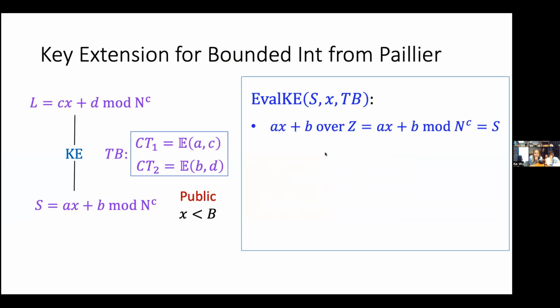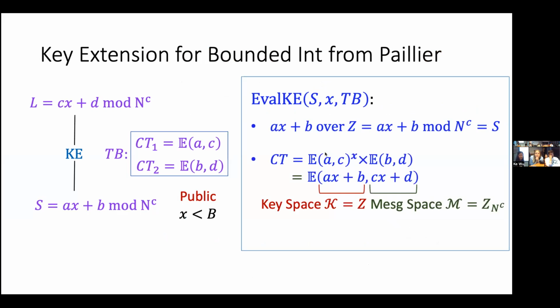When I get the short label to do key extension, I interpret it as a value over Z, and I homomorphically evaluate the ciphertext, and I decrypt the ciphertext to get the longer label.